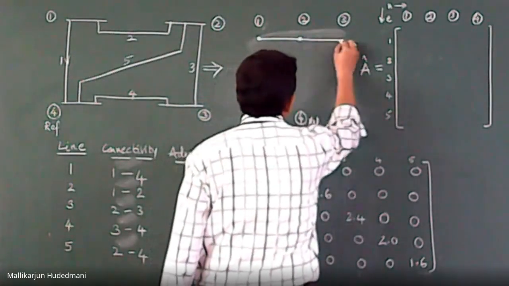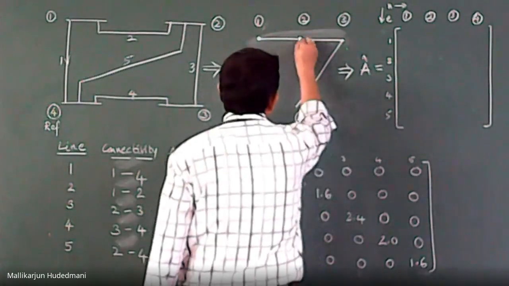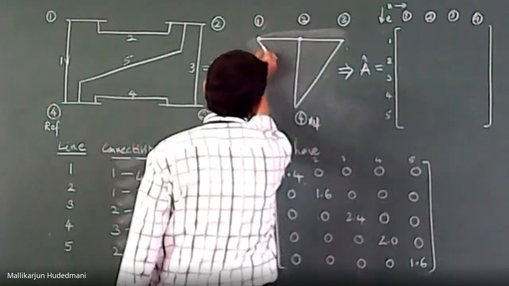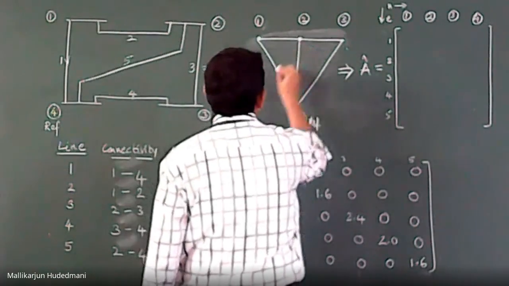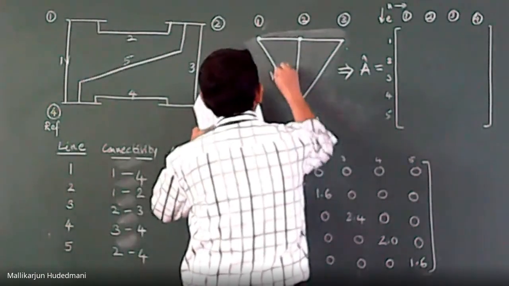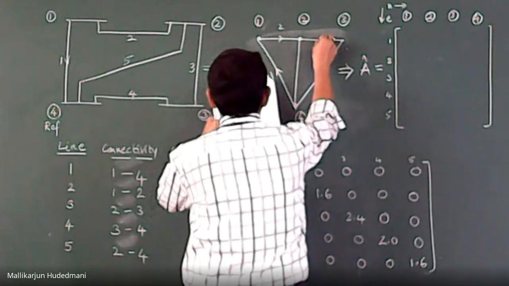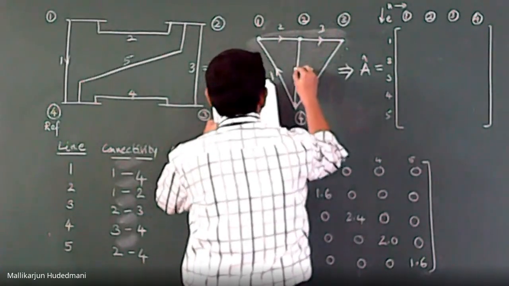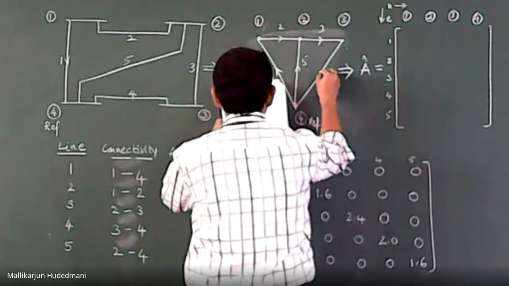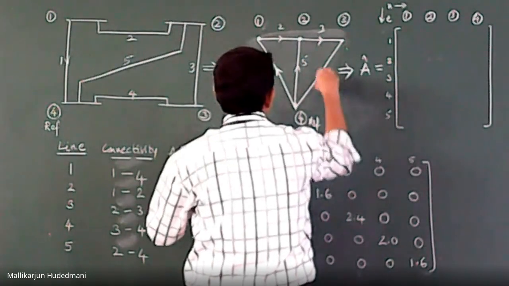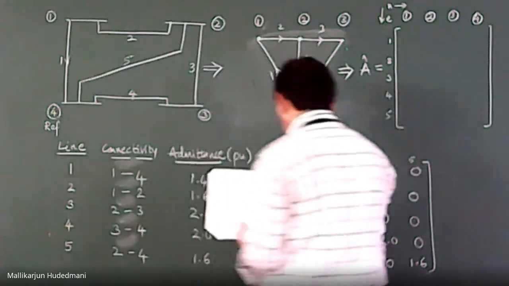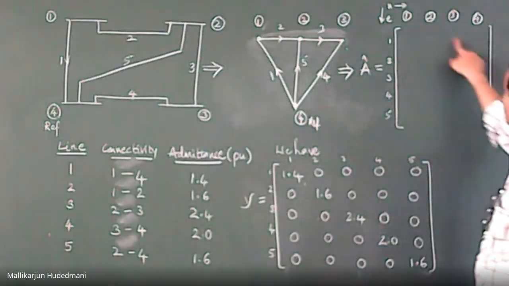Okay, I'm redrawing it. Okay, this was my original diagram. This was 1, which I did like this. This was 2, this was 3, this was 5, and this was 4. Okay, I'm back again. Now I have to fill the entries of this.